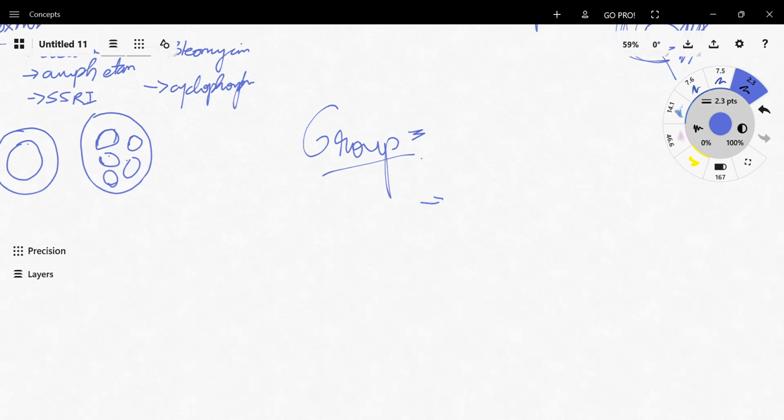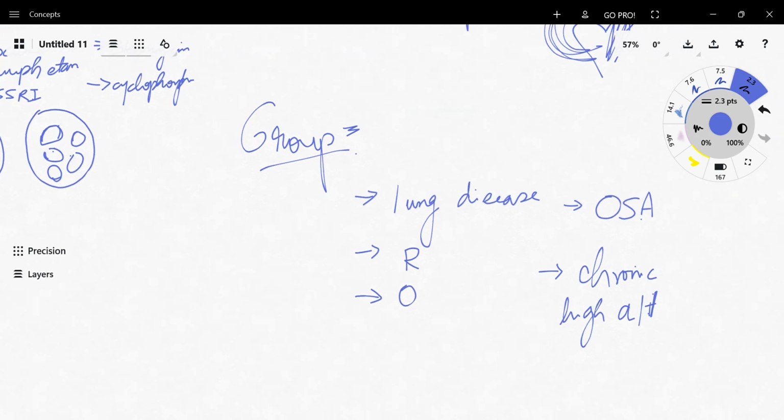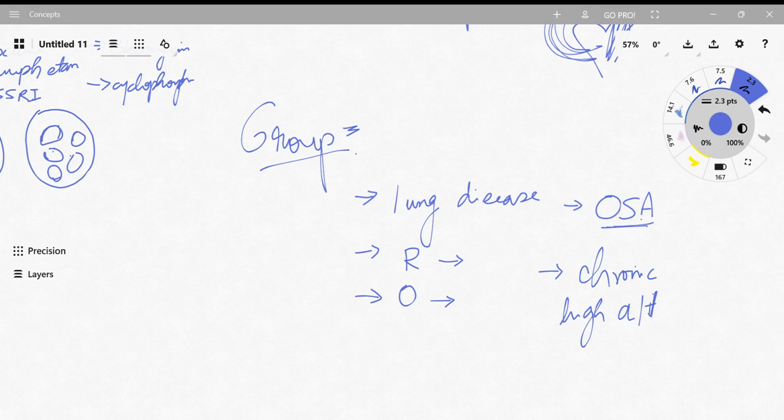Now, group 3 is going to be pulmonary hypertension because of lung disease, right? And there are so many, right? So this can be restrictive lung disease, it can be obstructive lung disease, it can be sleep disordered breathing like OSA, it can be chronic high altitude living, right? Like interstitial lung disease, COPD, OSA, chronic high altitude, and developmental lung diseases.